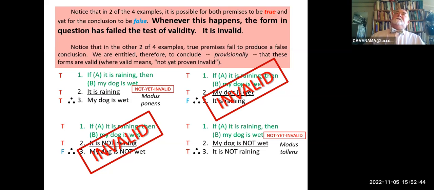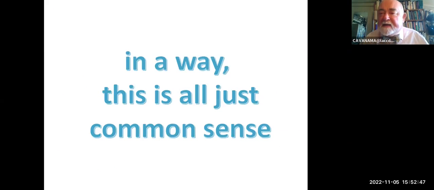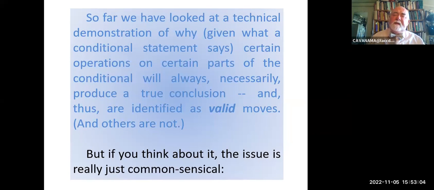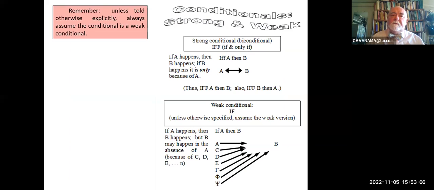Now, in a way, though, this is all just kind of common sense. So far, we've looked at a technical demonstration of why, given what a conditional statement says, certain operations on certain parts of the conditional will always necessarily produce a true conclusion. And that's why these are identified as valid moves, and the others, of course, are not. But if you think about the issue, it's really just kind of commonsensical.